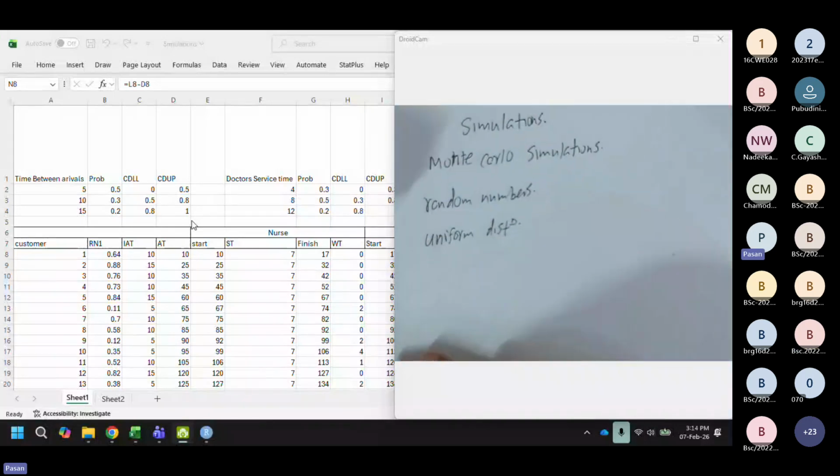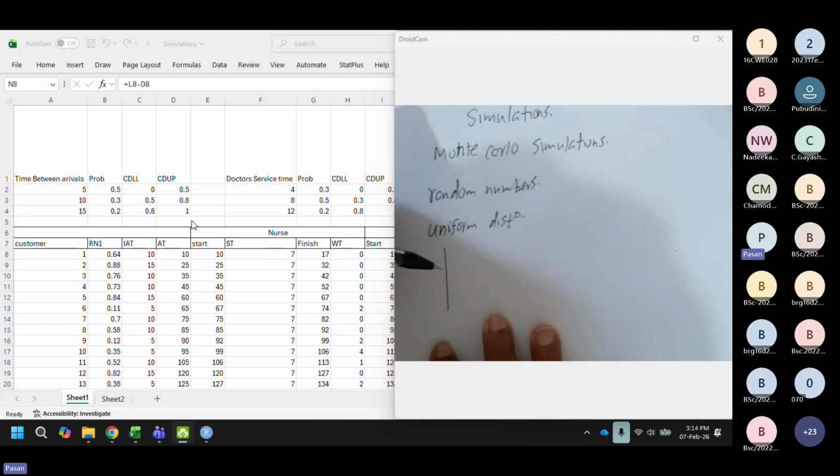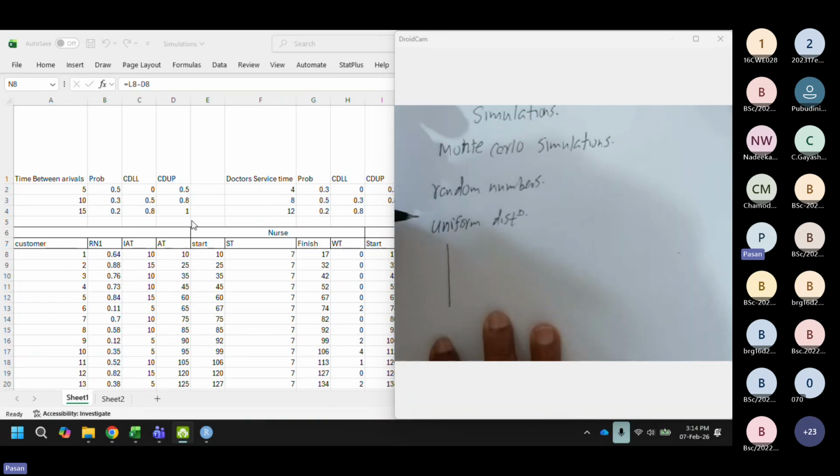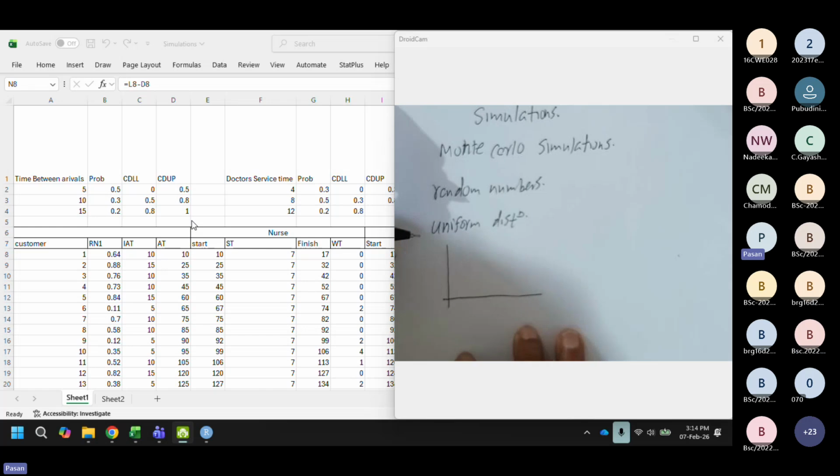Right? So what is this uniform distribution? We learn about some of the distributions, that is the normal distribution, Poisson, binomial, and so on. We learn about several distributions, right? Like that, one of the continuous distributions we can have is the uniform distribution.